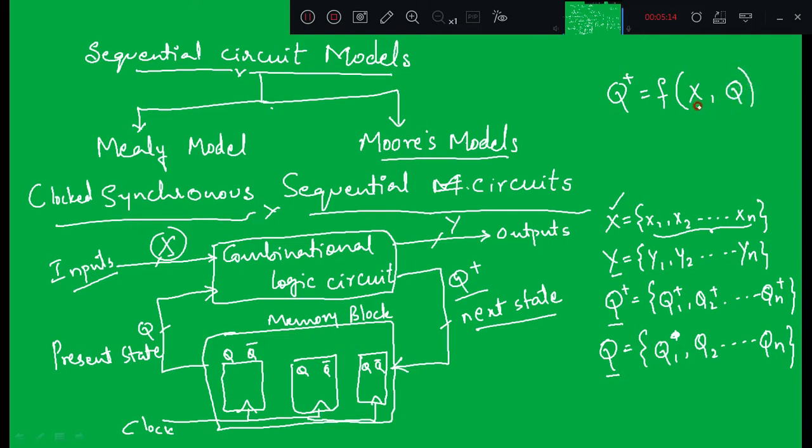X is the present input, you can say, and Q is the present state of the memory block, right? Similarly, the actual output, that is Y, is also a function of the same input variables, X and Q, right? So both these outputs are going to depend on the present inputs as well as the present state of the memory block. Okay, so in the next slide we will see how the Mealy model is represented.